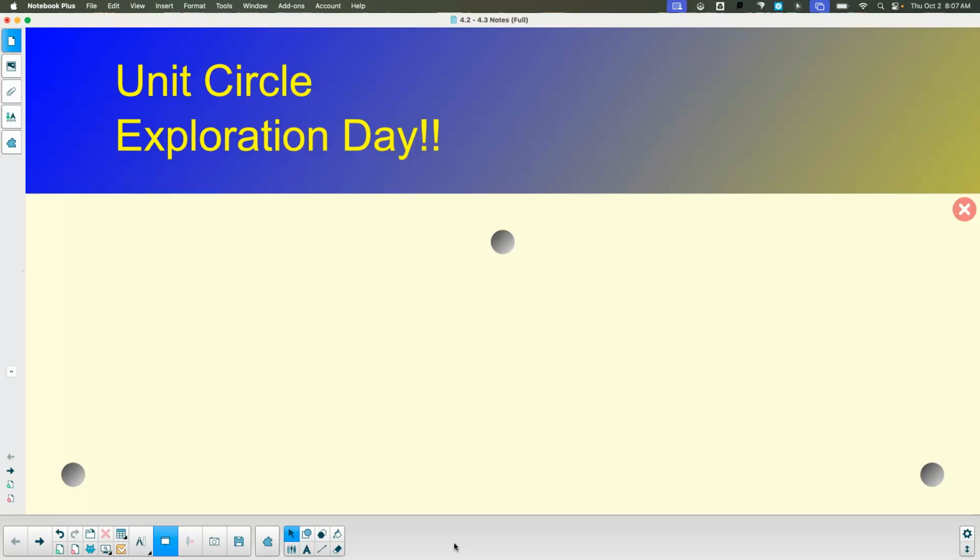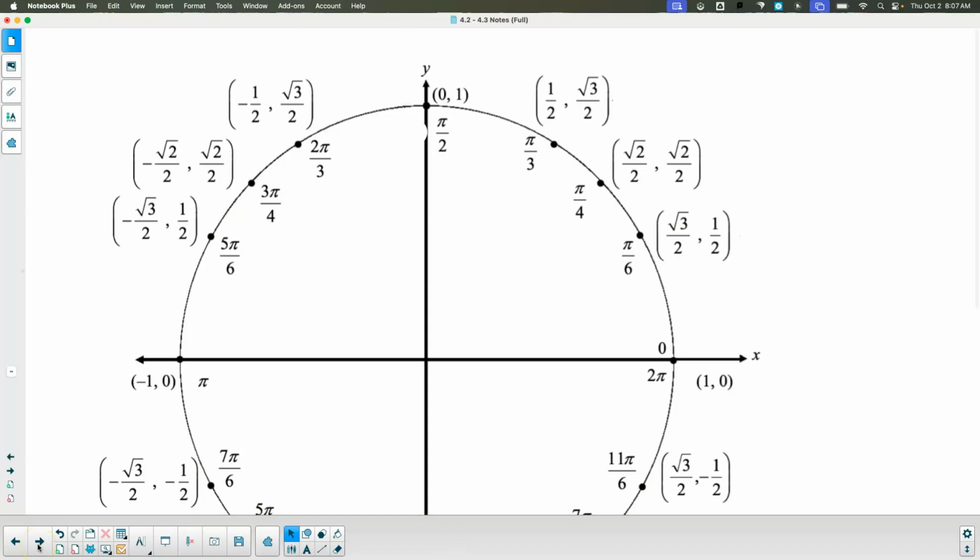This is just practice. This isn't a quiz, this is just straight up practice for you. So here is what you should have gotten for your unit circle. We'll go top half, bottom half. Just give yourself a quick check on them all.